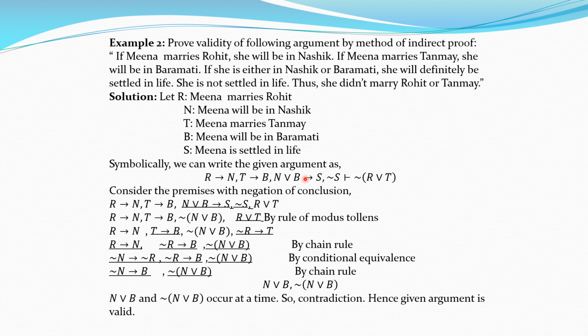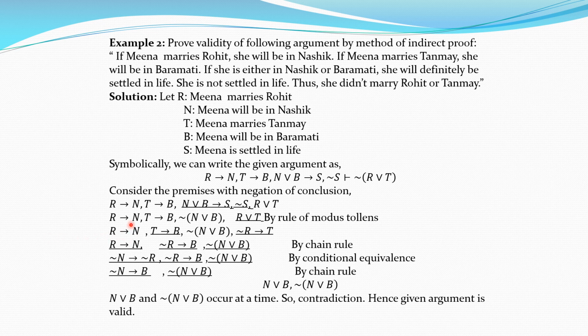Now we have to use the indirect method. So we start with the hypothesis together with the negation of the conclusion. Here the conclusion is negation of R or T, so the negation of that part is R or T. This entire part is our hypothesis and this is the negation of the conclusion. Now see these two statements, N or B implies S and negation of S. Again, by using the rule of modus tollens, we get the conclusion negation of N or B, and the remaining hypothesis part remains the same.